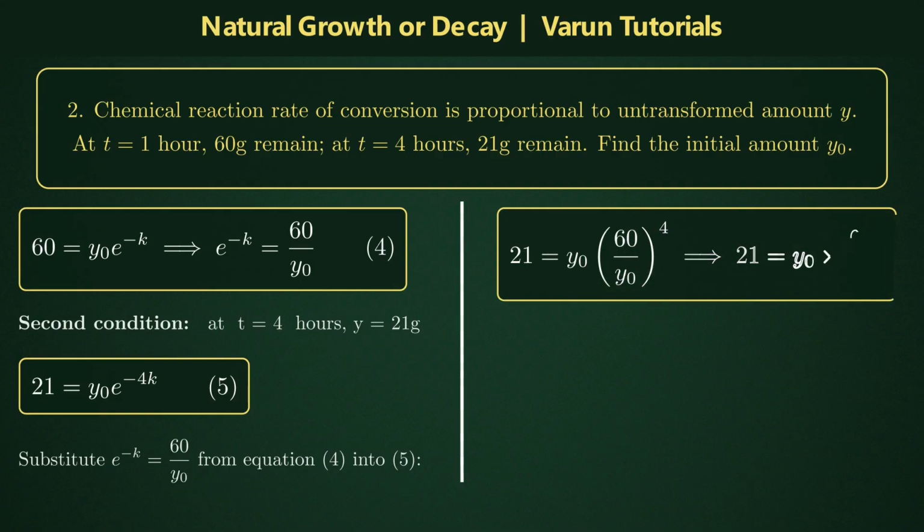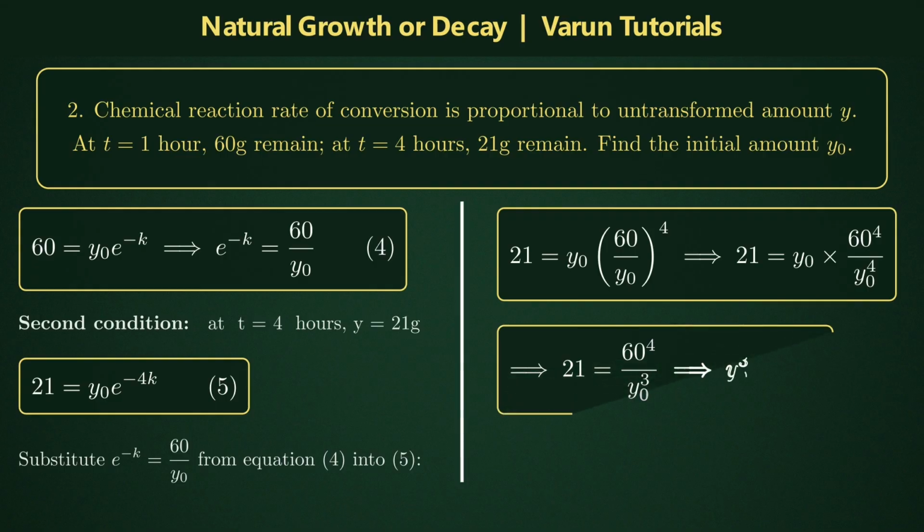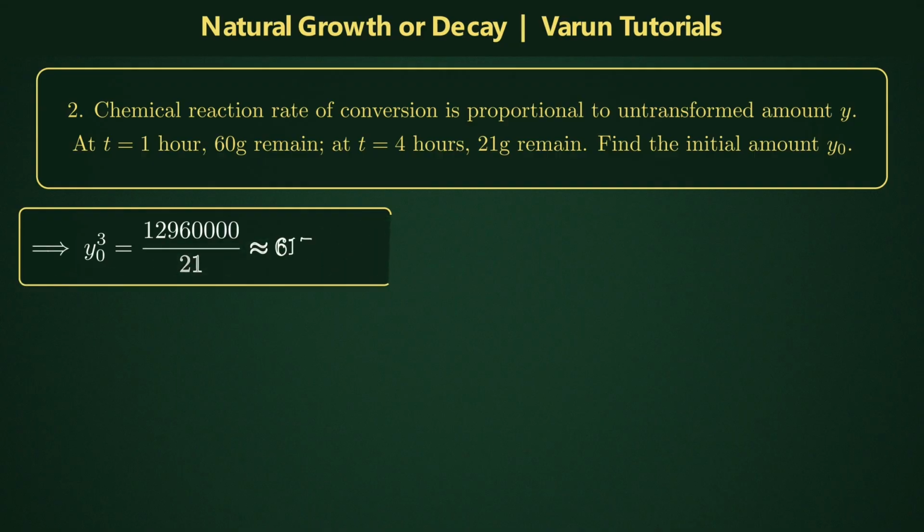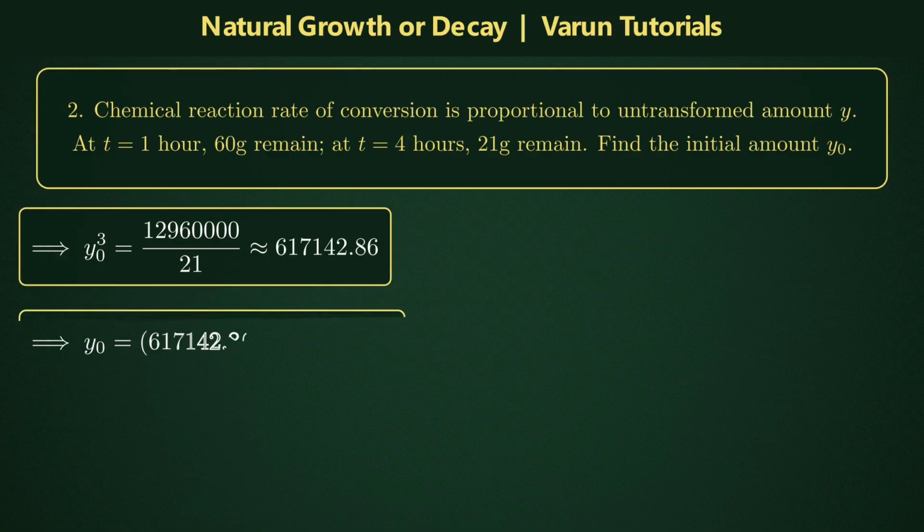equals y0 times 60 to the fourth power over y0 to the fourth power. Simplifying the y0 terms gives 21 equals 60 to the fourth power divided by y0 cubed, which rearranges to y0 cubed equals 60 to the fourth power over 21. Calculating 60 to the fourth power divided by 21 gives approximately 617,142.86. Taking the cube root of this value, we find that the initial amount y0 is approximately 85.13 grams.